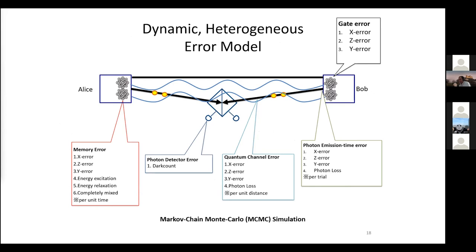So as I mentioned, the QISP is a rule set based simulator. So it has a dynamic heterogeneous error model for each link between the end nodes. And over the quantum channel, you will need to do certain operations, and also at the end nodes, to establish the link and send the qubits.